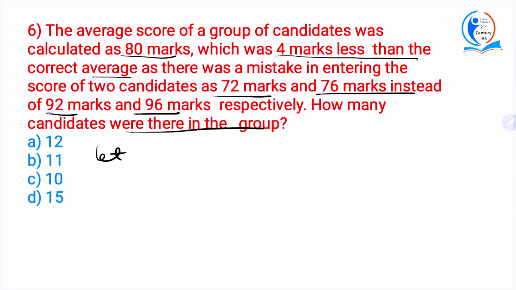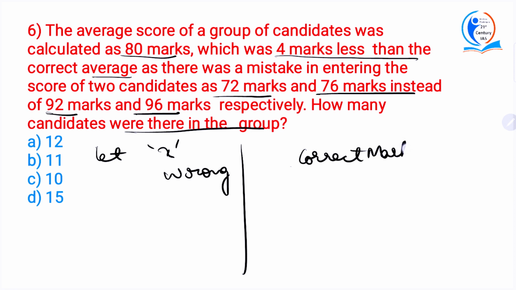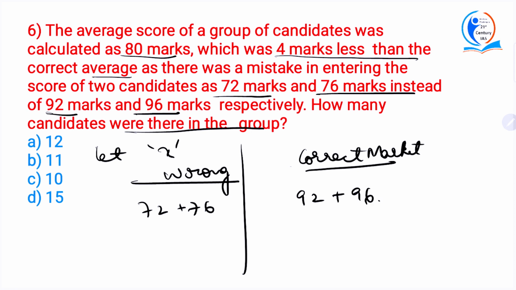See, let the number of persons in the group be X. Alright. Now, what are the wrong marks and correct marks? The wrong marks are 72 and 76. Okay. So 72 and 76. The correct marks are 92 and 96.